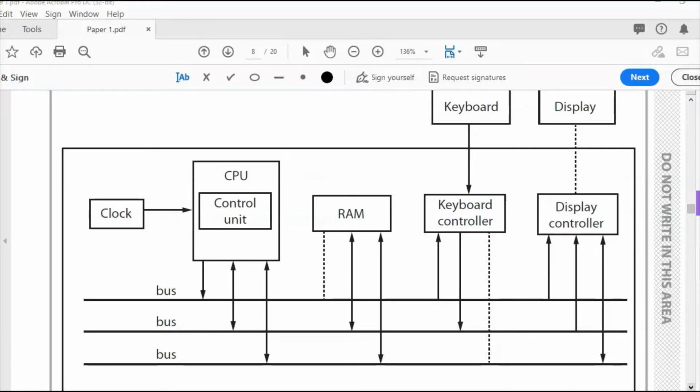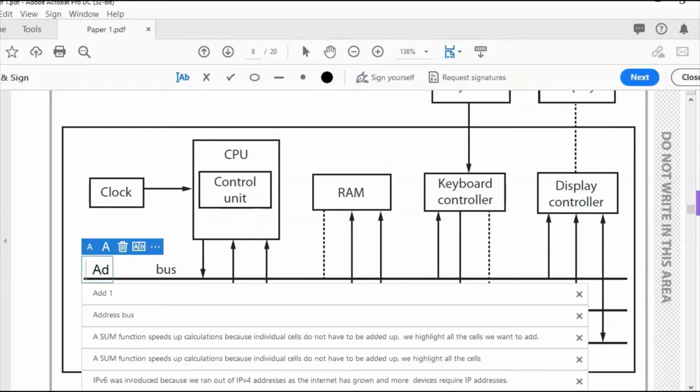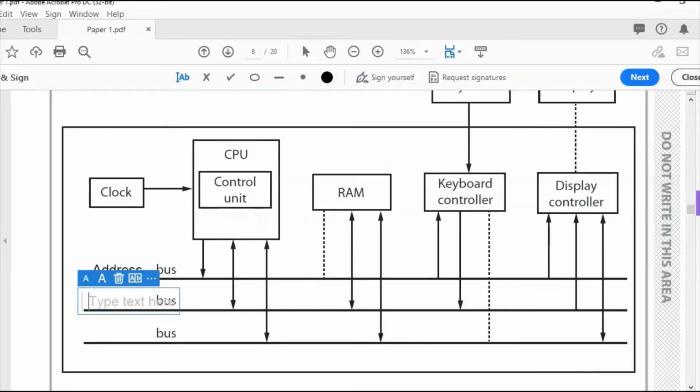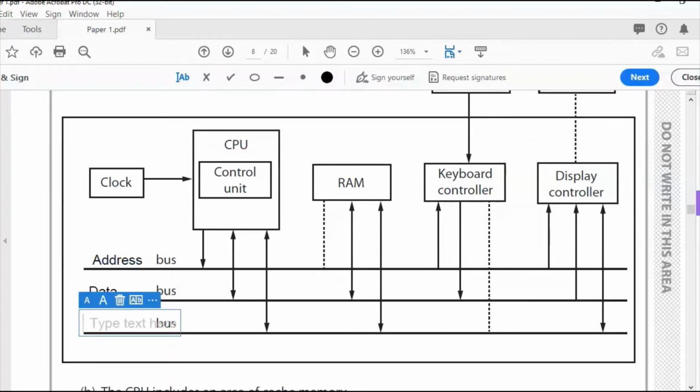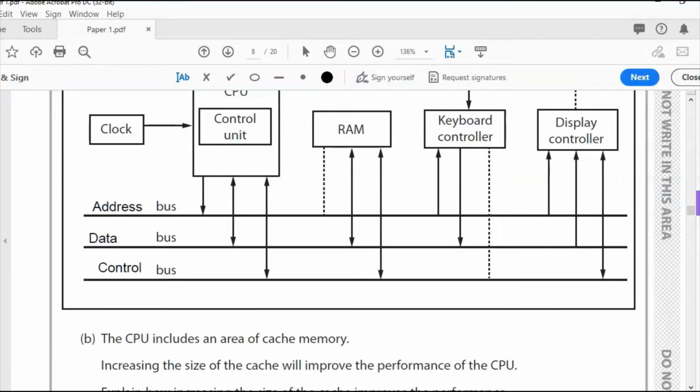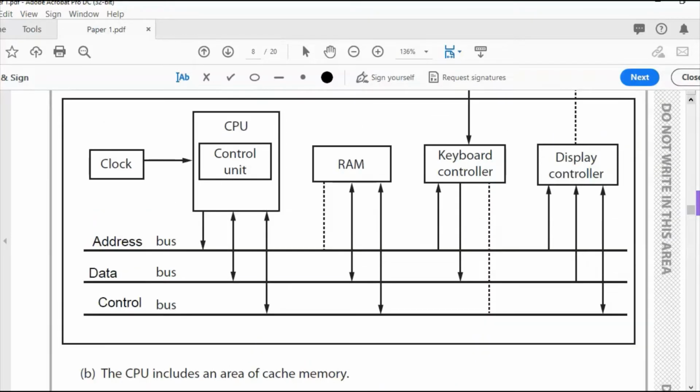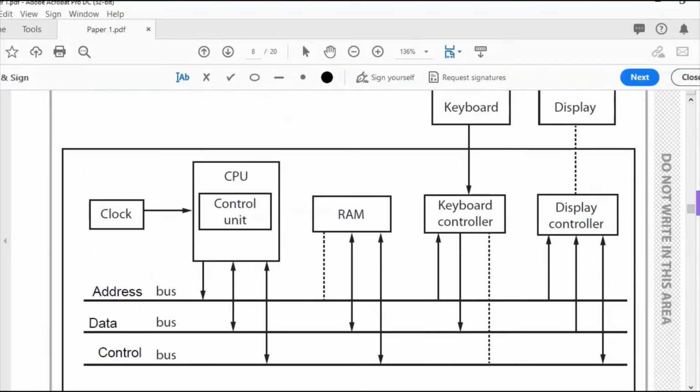So the first thing I'm going to start with is the buses. At the top here I have the address bus. Then underneath that is the data bus. The control bus comes underneath that. Now let's look at the dotted lines. There are some clues here that are going to help us with this question. If we look at the keyboard controller, the directional flow is from the address bus up to the keyboard controller. Display controller there, the data flows from the address bus up to the display controller.